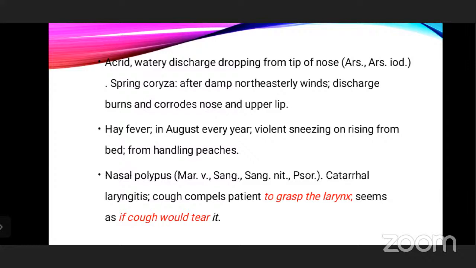In Sanguinaria and Sorinum, in nasal polyp, in Sanguinaria, laryngeal or nasal polyp will be seen. And in Sorinum, dry coryza with stoppage of nose or chronic catarrh dripping from posterior nares.